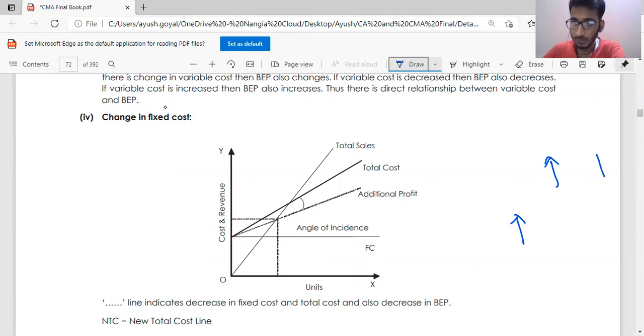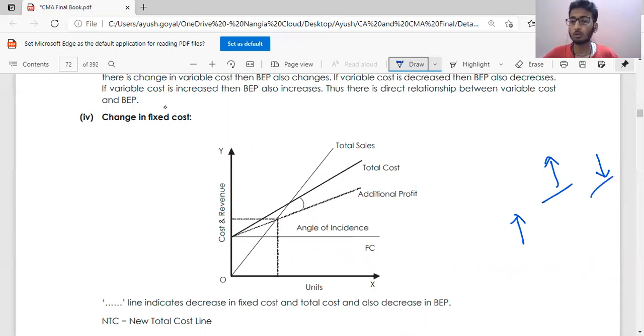And if fixed cost decreases, what would be the impact on my break even? I need to sell less to cover my fixed cost. I hope you guys know the definition of break even point. Basically, a point where your contribution equals your fixed cost. If fixed cost comes down, you need less contribution. For less contribution, you need to sell less. So that is the thing.